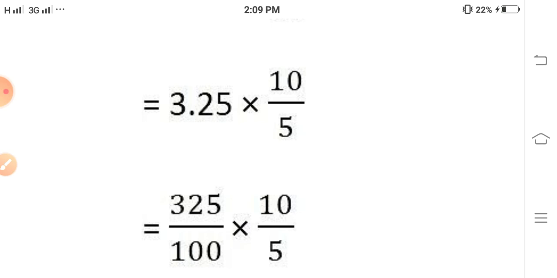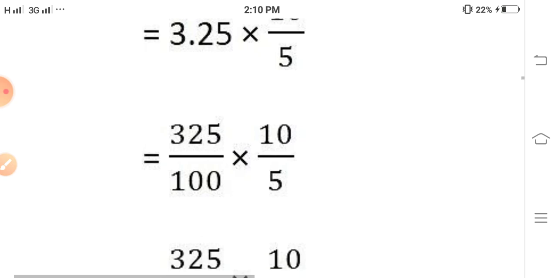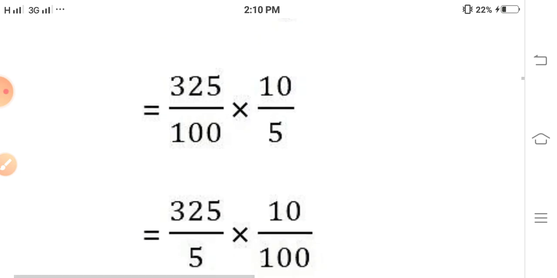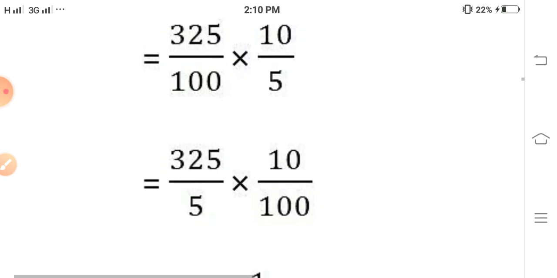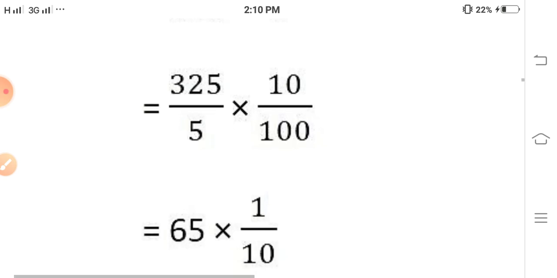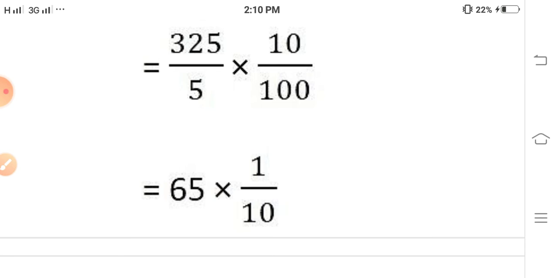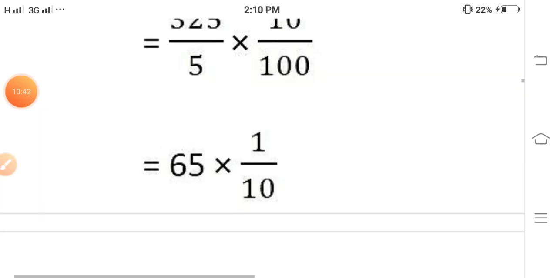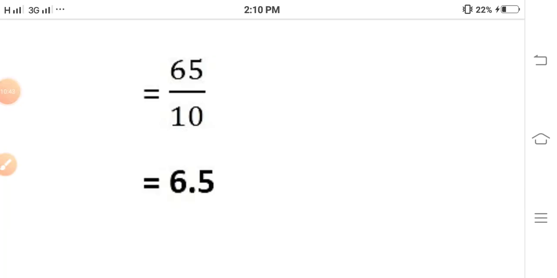Now remove the decimal point and simplify it. 10 and 100 can be cancelled out with each other, and then 5 and 325 will be cancelled out with each other. So 65 upon 10, which is equal to 6.5.